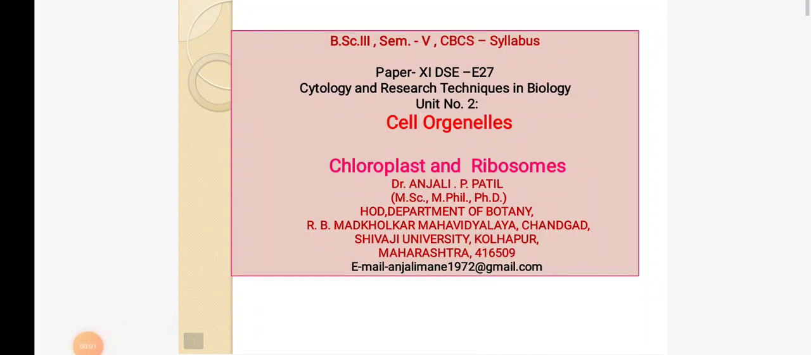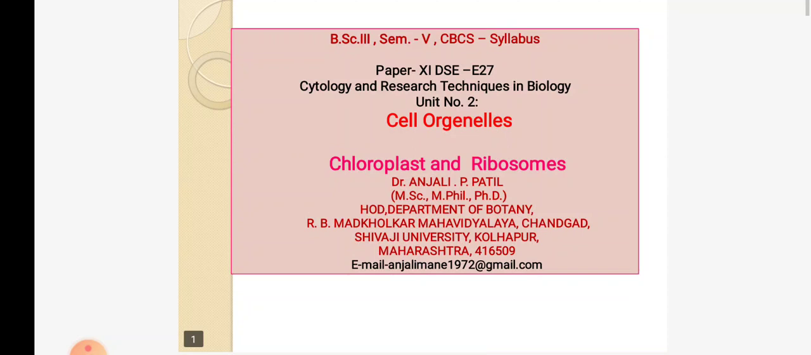Students of B.Sc 3, Semester 5, CBCS syllabus, paper number 11 is Cytology and Research Techniques in Biology. Unit number 2 is Cell Organelles. In today's lecture, we will see about chloroplast and ribosomes.